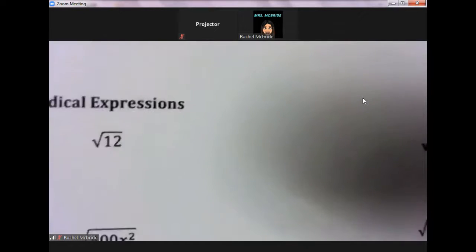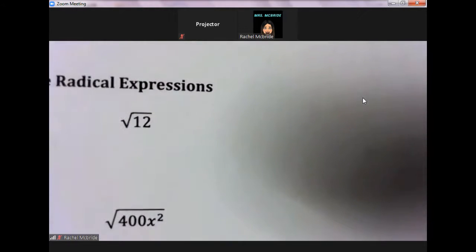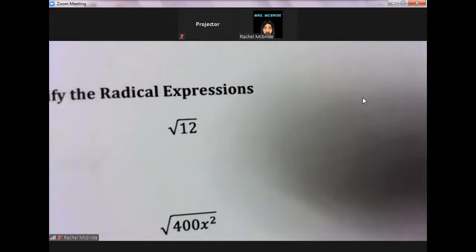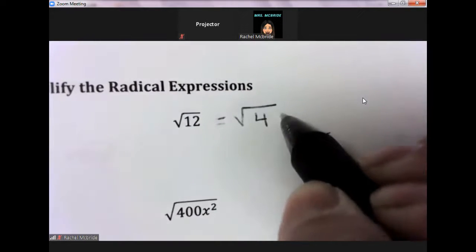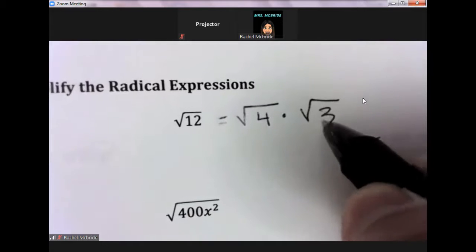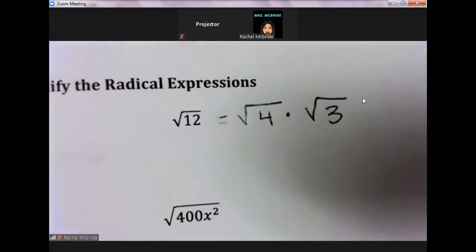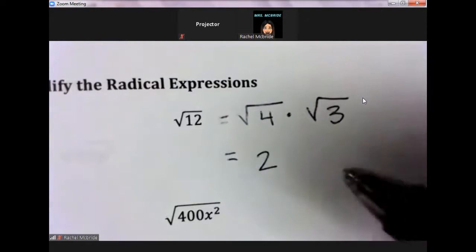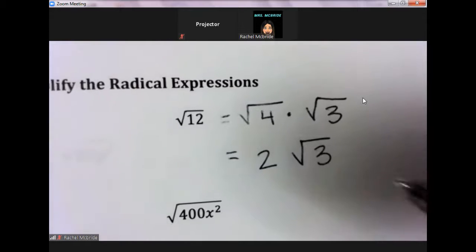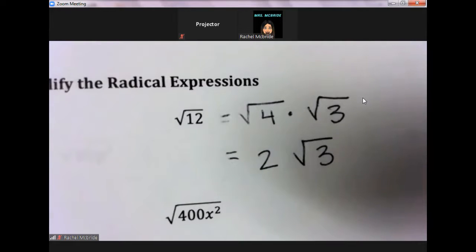So jumping down, simplifying a number, that's what we did previously. So the square root of 12, you want to break it into a perfect square and then its remaining numbers. So 12 gets broken into 4 and 3. The square root of 4 is 2. 2 square root of 3 is our simplified answer.